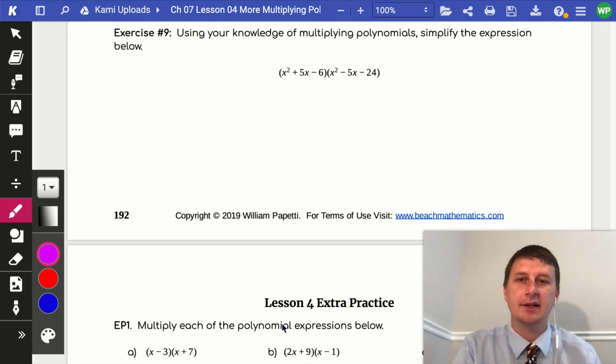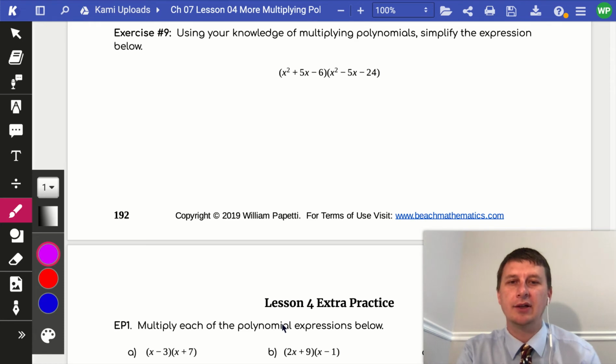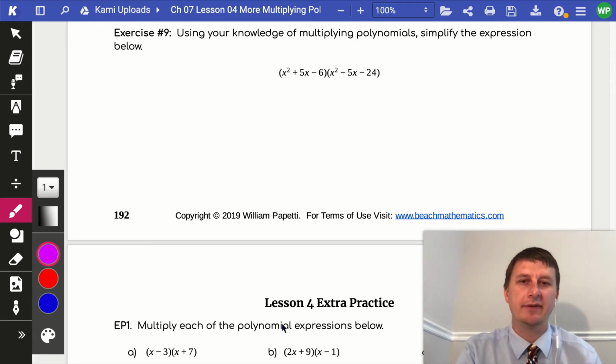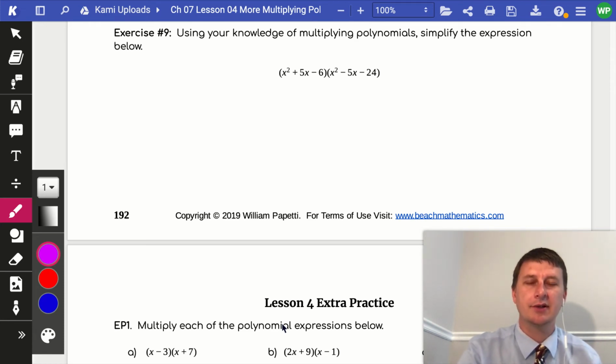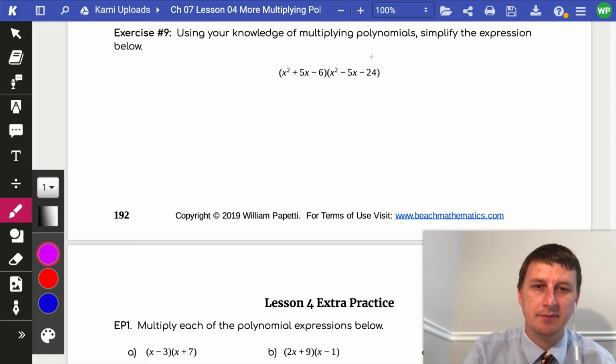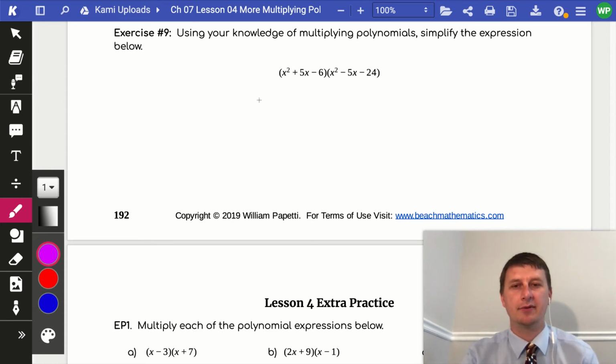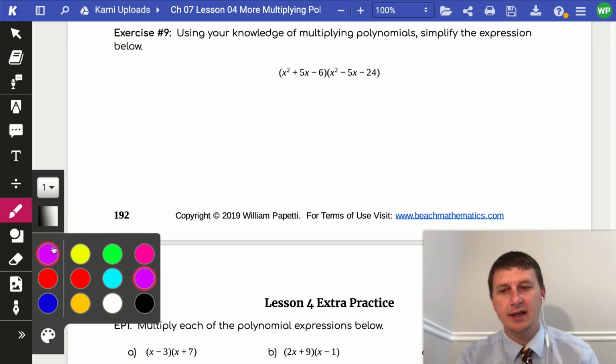And it says in exercise number 9, using your knowledge of multiplying polynomials, simplify the expression below. So here's our challenge question of the day. And we don't only have 2 terms by 3 terms, we have 3 terms by 3 terms. So this is going to get messy.